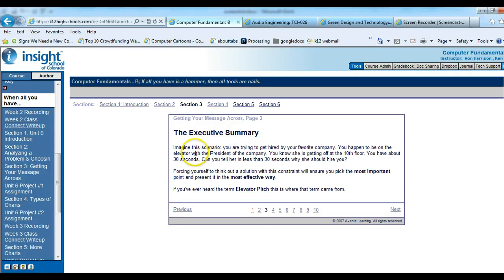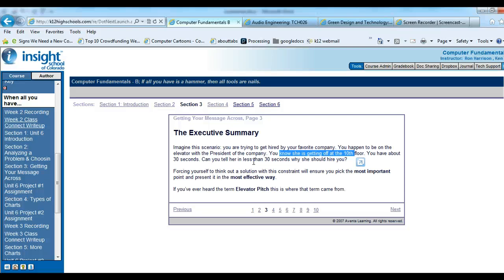And this relates it to what's called an elevator speech. So, look at this scenario. You're trying to get a job at a company, and you're in the elevator with the president of the company. You're going to the 10th floor. You have 30 seconds to tell her why she should hire you. Well, what are you going to say in 30 seconds? That's called an elevator speech.